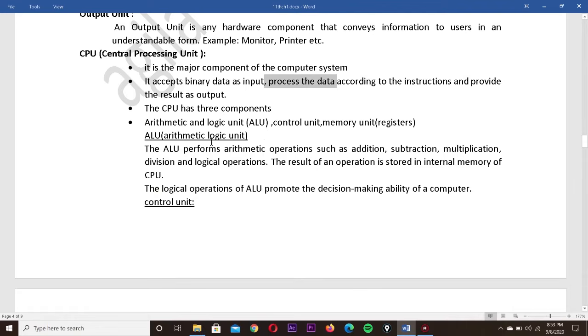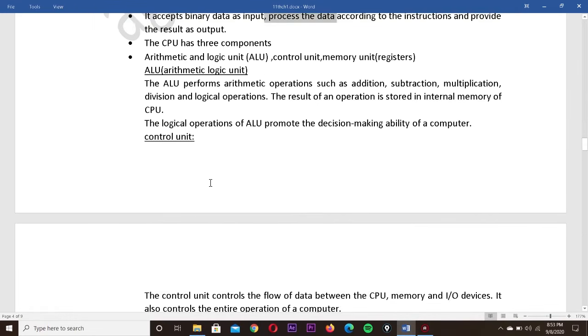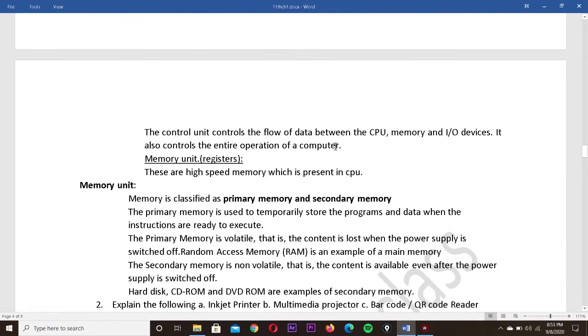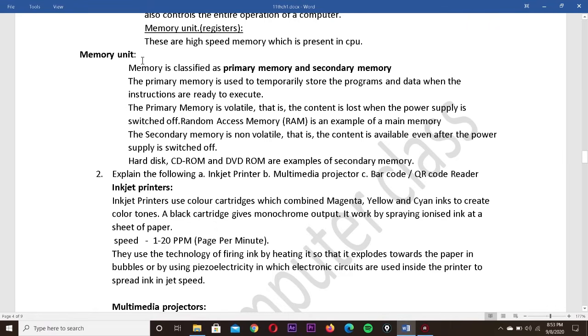So ALU, already you know what the use of ALU is, and the control unit you have also studied in the 2 marks. The memory unit is a high speed memory present in the CPU, a high speed smallest memory inside the CPU, okay. Now coming to the memory unit of the computer system.